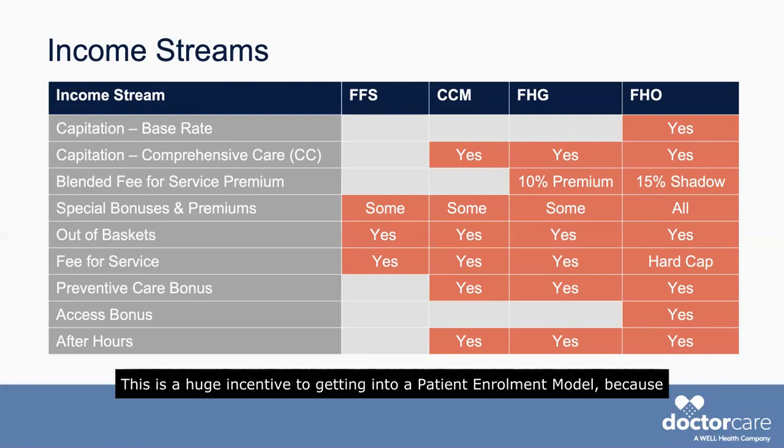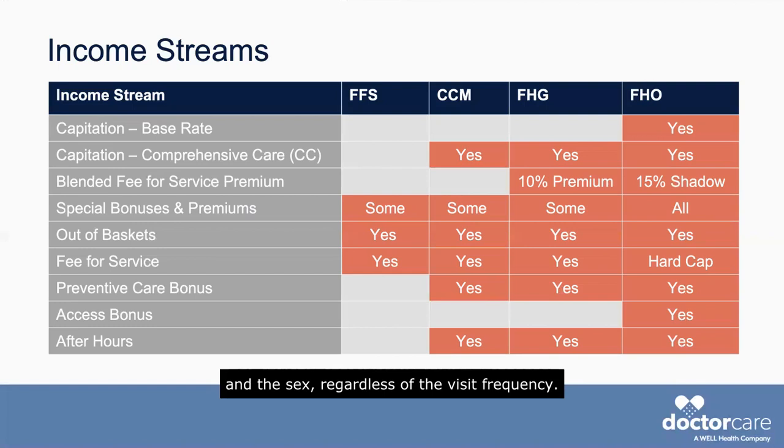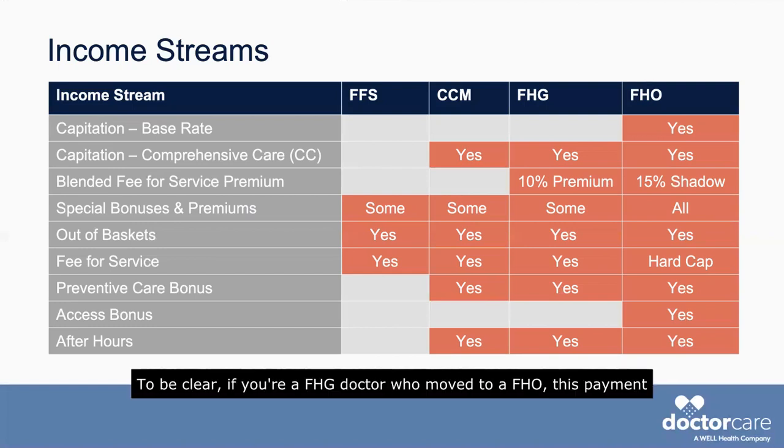This is a huge incentive to getting into a patient enrollment model because you get paid a monthly amount for each patient on your roster based on the age and the sex, regardless of the visit frequency. To be clear, if you're a FIG doctor who moved to a FO, this payment stays exactly the same, and you would continue getting it in the FO as well.